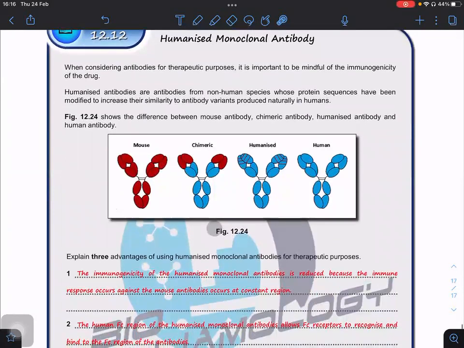Generally, when considering antibodies for therapeutic purposes, not diagnosis, which means long-term use, it is important to be mindful of the immunogenicity of the drugs. Because if you use a mouse or rat monoclonal antibody, it will be treated as a non-self antigen. Humanized antibodies are antibodies from non-human species whose protein sequences have been modified to increase the similarity to antibody variants produced naturally in humans. Are you clear? Okay, so you can see that we try to reduce it.